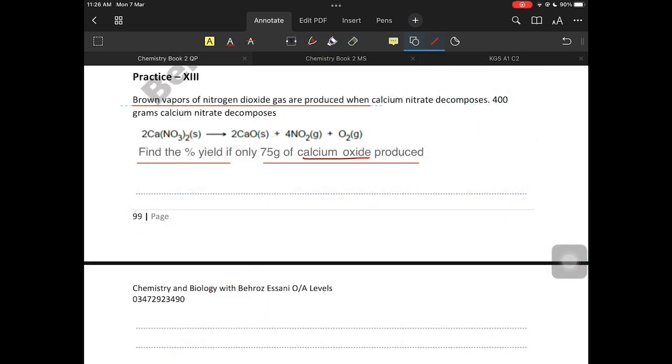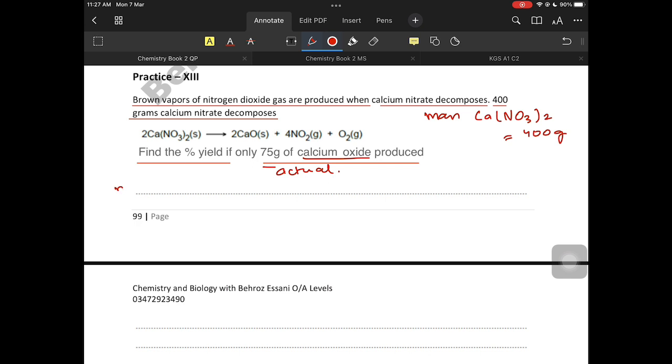Now let's do one more question. It says brown vapors of nitrogen dioxide gas are produced when calcium nitrate decomposes. They have given us 400 grams of calcium nitrate, so this is the mass. Mass of calcium nitrate is 400 grams. This is the mass, not the moles, by the way. Now they want us to find the percentage yield if only 75 grams of calcium oxide was actually produced. So this is the actual amount of calcium oxide. We first find the theoretical yield by the 3-step method.